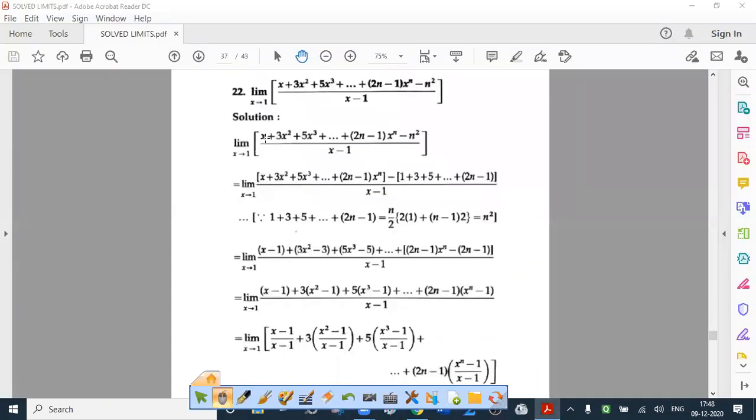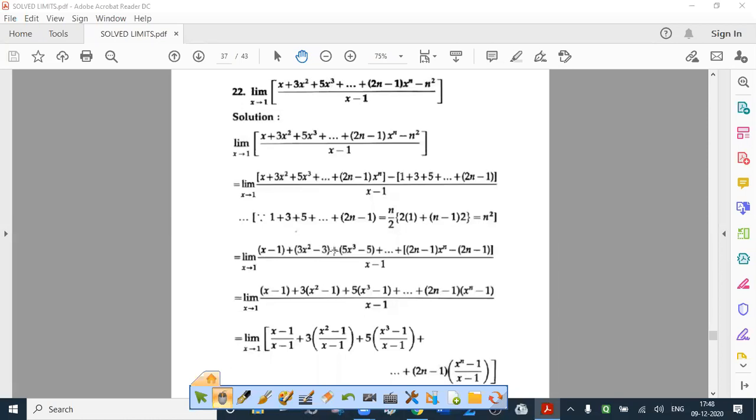Yes. Limit x tends to 1. Let me explain. x plus 3x square plus 5x cube up to 2n minus 1 x raised to n, minus n square, upon x minus 1. This n square is replaced by 1 plus 3 plus 5 up to 2n minus 1. This is the nth odd number, right? Now actually all these are negative when we open the bracket. So x minus 1, 3x square minus 3, 5x cube minus 5, and so on, right?